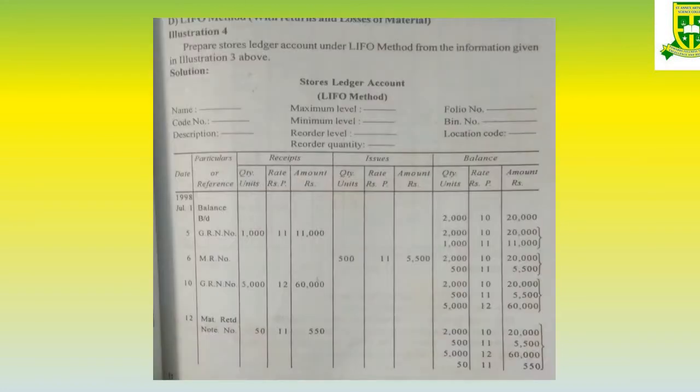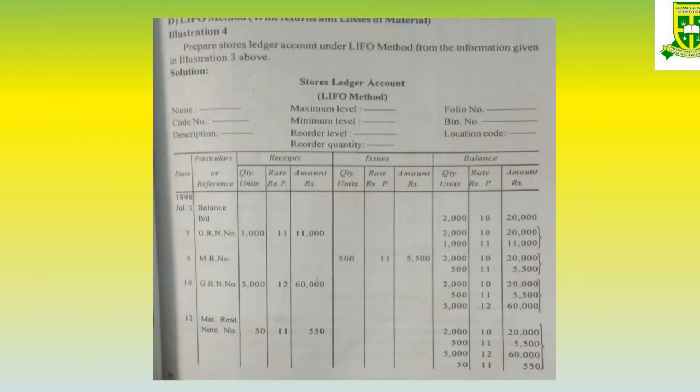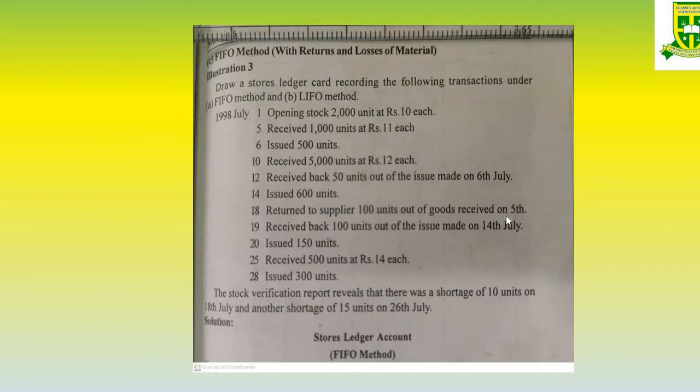So now we go for the LIFO method. What is the first thing? Opening stock 2000. So as it is, balance brought down. Straight away make an entry in the balance column: 2000 at 10, 2000 into 10, 20,000. Next, make a note of this. On 18th there is one more transaction, and on 26th there is one more transaction. So after the 18th you have to make the shortage entry, and after the 25th you have to make the entry for the 26th. The next is to receive 1000 units at 11 each.